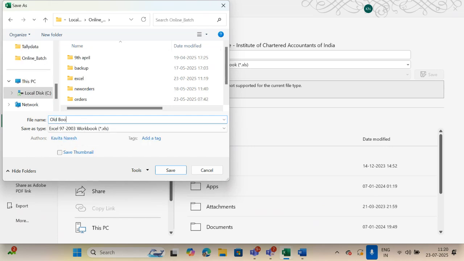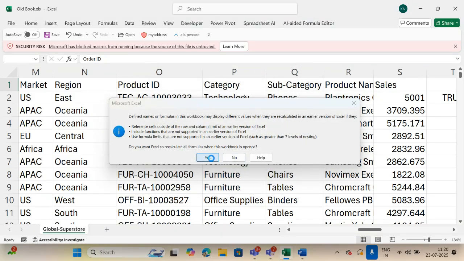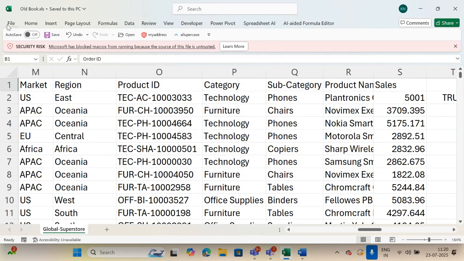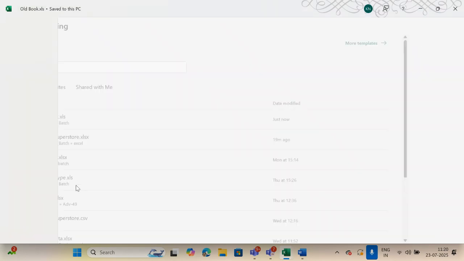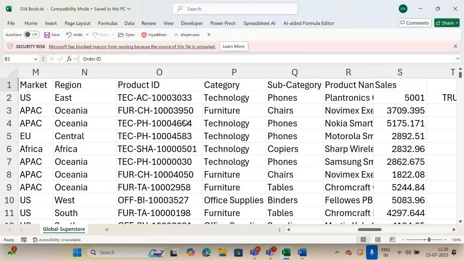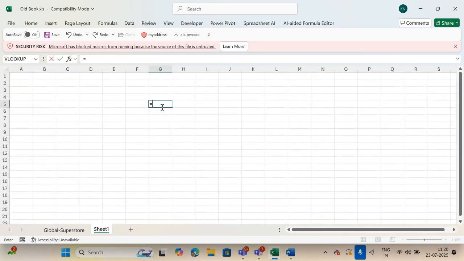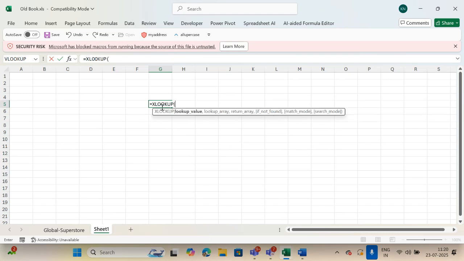Old book. Enter. Now it is giving me the message compatibility mode. Now when I close the book and open the old book, I'm getting compatibility mode. And now I cannot use XLOOKUP, because I'm opening it in Excel 365. But if you open it in an older version, then you will not get this help.